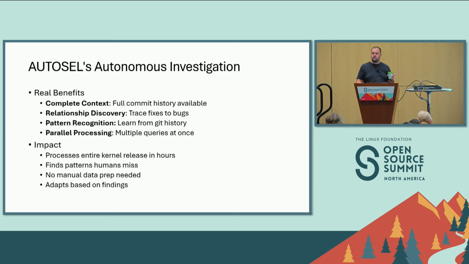It also runs in parallel. Humans can only do one thing at a time. We can jump between things, but we can really focus on just one thing. AI can do a bunch of things in parallel. It can investigate multiple thinking streams in parallel. It can investigate different functions, different files, different drivers.